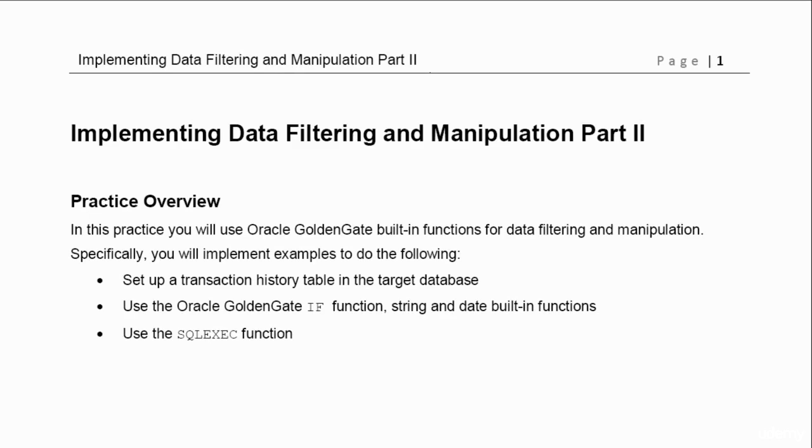Hi everyone. In this practice, you will use the Oracle GoldenGate built-in functions for data filtering and manipulation. Specifically, you will implement the following. Set up a transaction history table in the target database. Use the Oracle GoldenGate IF function, string and date built-in functions. Use the SQLEXEC function.